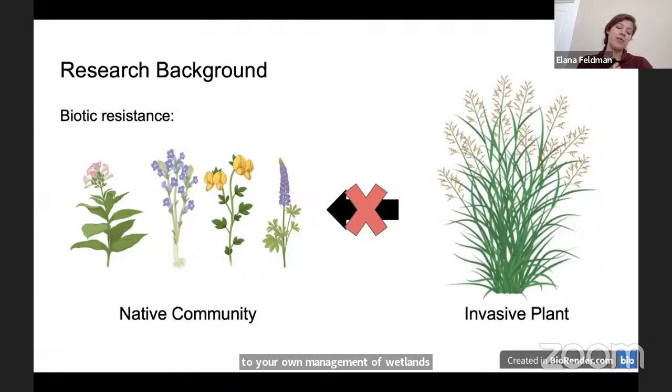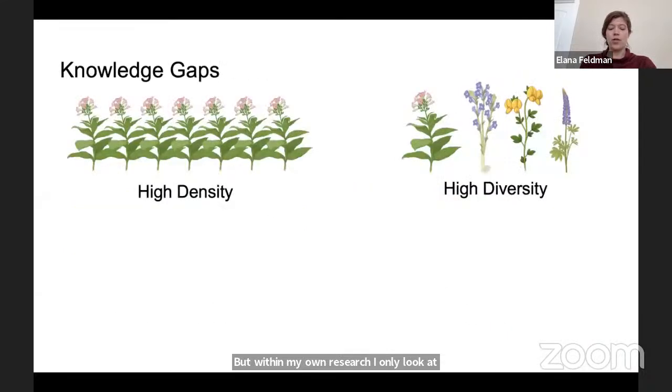So I study biotic resistance, which is the ability of a native community to resist invasion by an invasive plant, and I'm specifically interested in Phragmites. So we know that there are a lot of different factors that affect biotic resistance, but within my own research, I only look at density and diversity. So we already know that density is important because it allows us to overcome the high mortality that naturally occurs post-seeding. So even if a very low number of your seeds germinate, you'll still get high establishment.